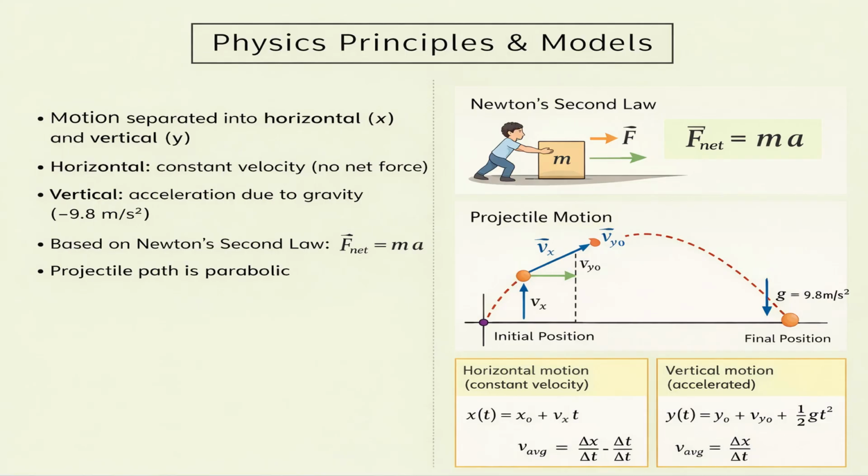Physics principles and models. The motion was separated into the x and y axes. The horizontal velocity is constant, the vertical acceleration was just the force of gravity, and I'm sure this picture explains it all.